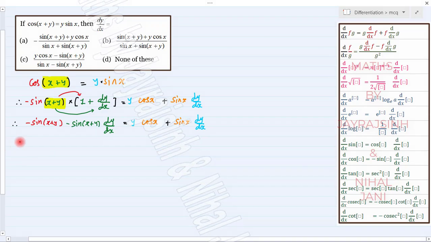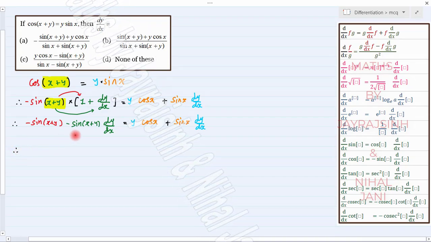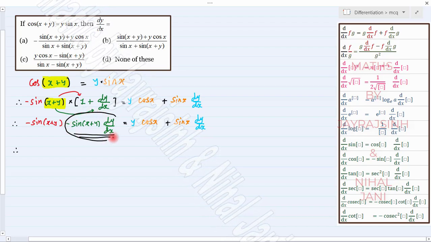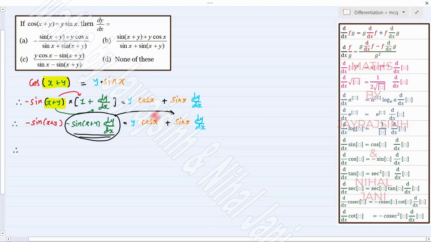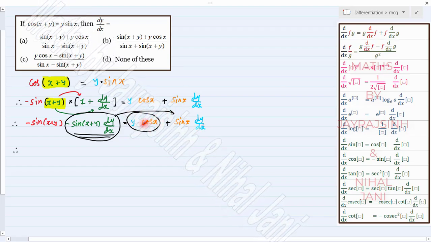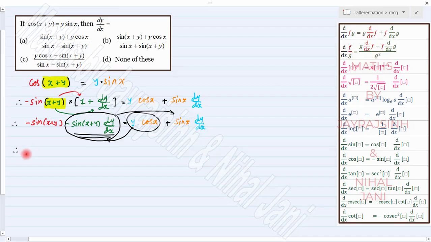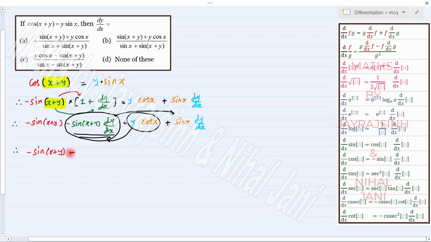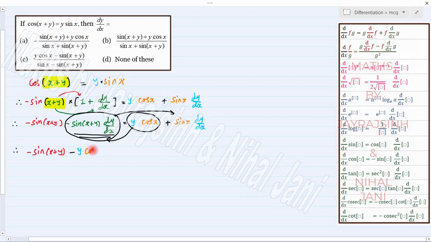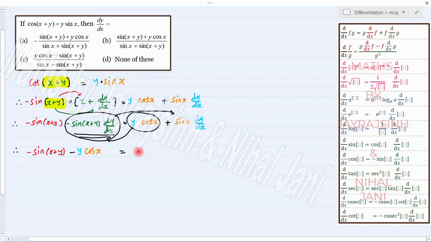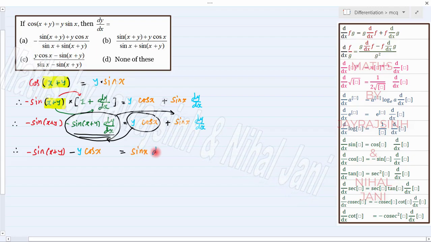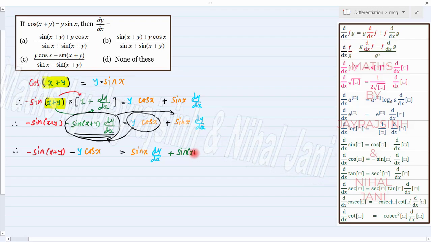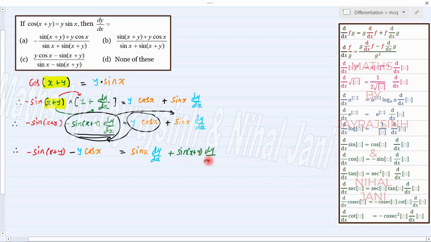Now, in next step, we have to collect the terms of dy by dx on one side. So let's move the term of dy by dx on the right side, and this y cos x move on the left side. So we will get minus sine x plus y minus y cos x is equal to sine x into dy by dx plus sine x plus y into dy by dx.